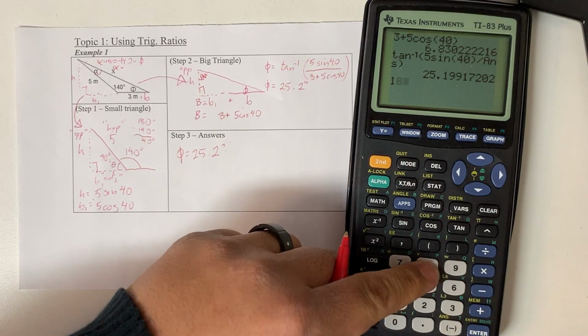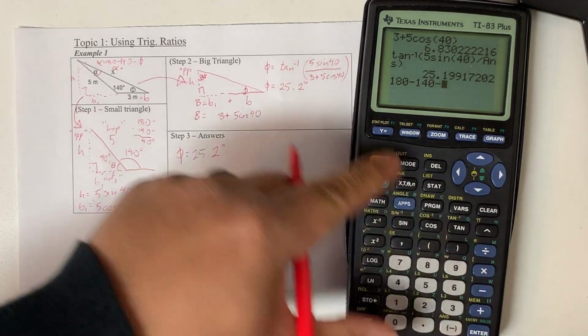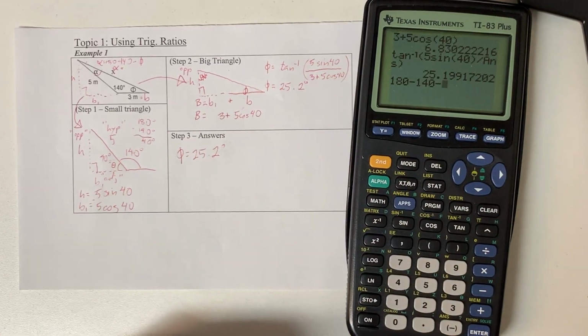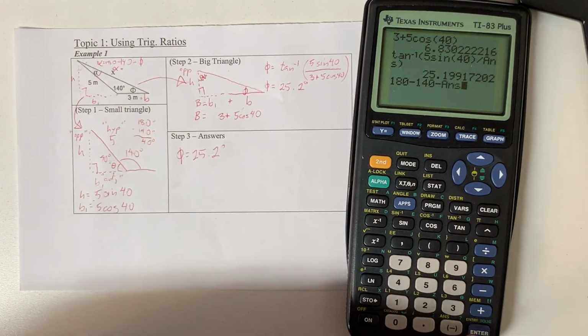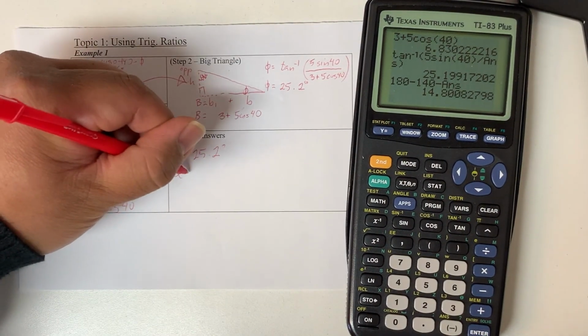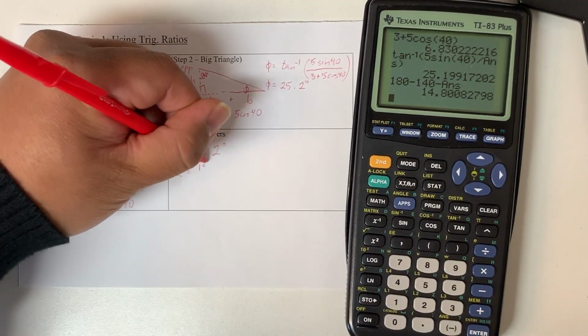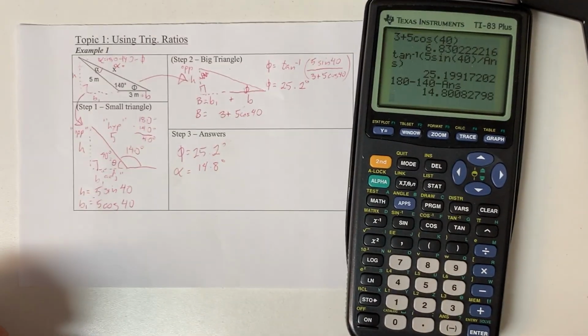So I could take 180 minus 140 minus, and since 25.199 is the exact answer for phi, I could just recall that as the last answer. And the most precise way of doing that is stated, and therefore alpha, that measure of that angle, has to be 14.8 degrees, which kind of goes off of the approximation that we did too. So you could kind of get away with it like 99% of the time.